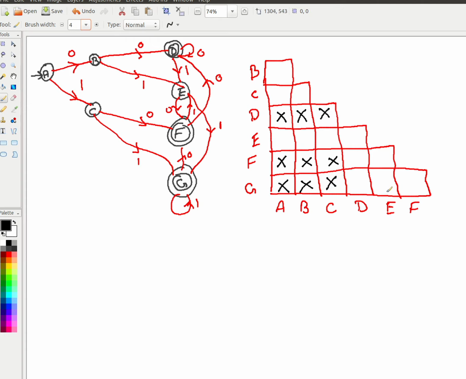What about D? D is a final. So now D cannot be distinguished from G and F, but it is going to be distinguished from E, because E is a non-final and F and G both are final, so again distinguishable. And F with G, certainly you cannot say.